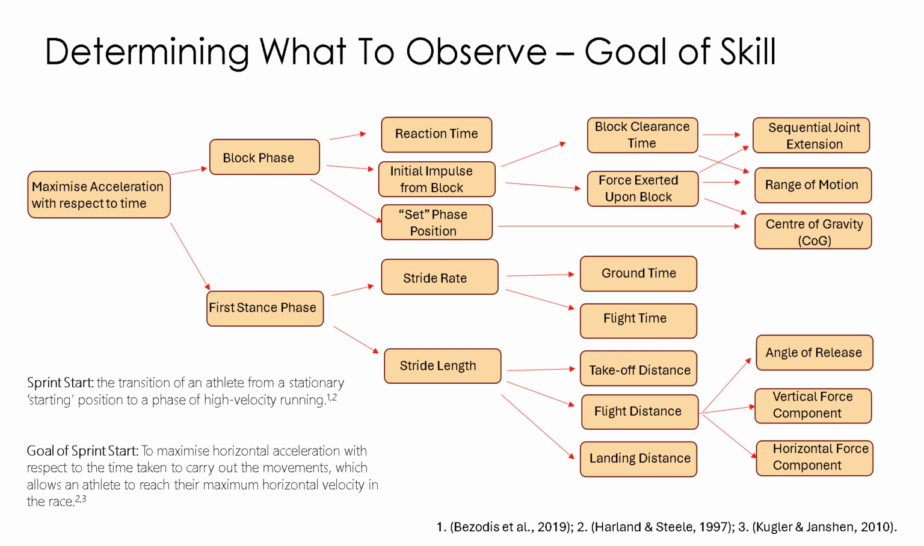The factors surrounding each component can be further broken down with the deterministic model shown on screen. And the primary goal of a sprint start is to produce an initial impulse that maximizes horizontal acceleration with respect to the time taken and to allow an athlete to reach their maximum horizontal velocity for the remaining sprint.